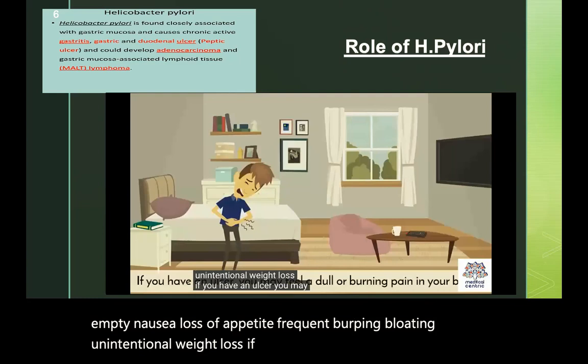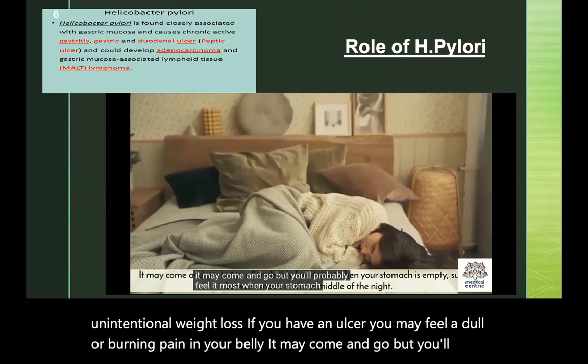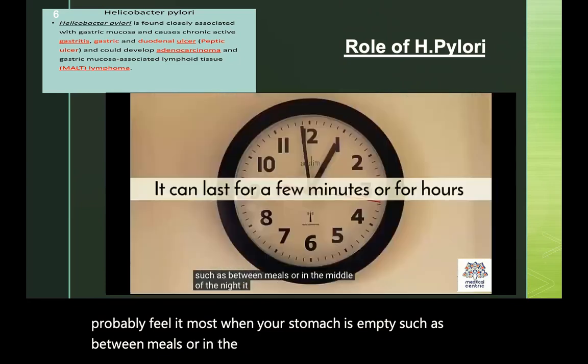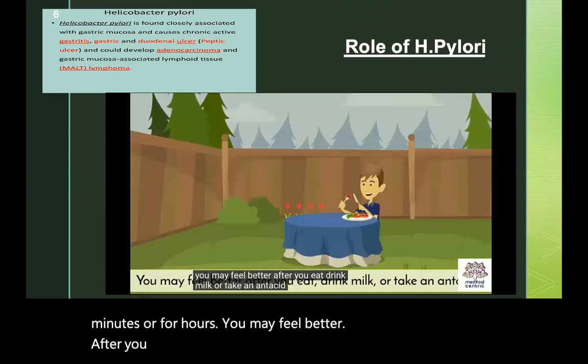If you have an ulcer, you may feel a dull or burning pain in your belly. It may come and go, but you'll probably feel it most when your stomach is empty, such as between meals or in the middle of the night. It can last for a few minutes or for hours. You may feel better after you eat, drink milk, or take an antacid.